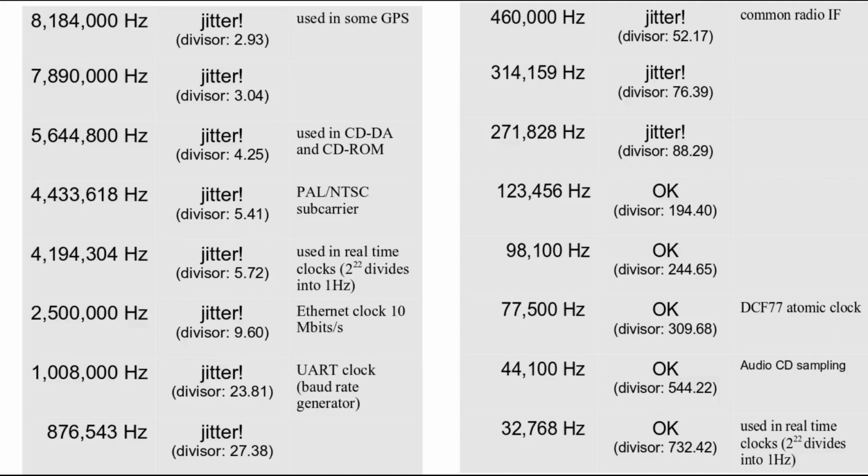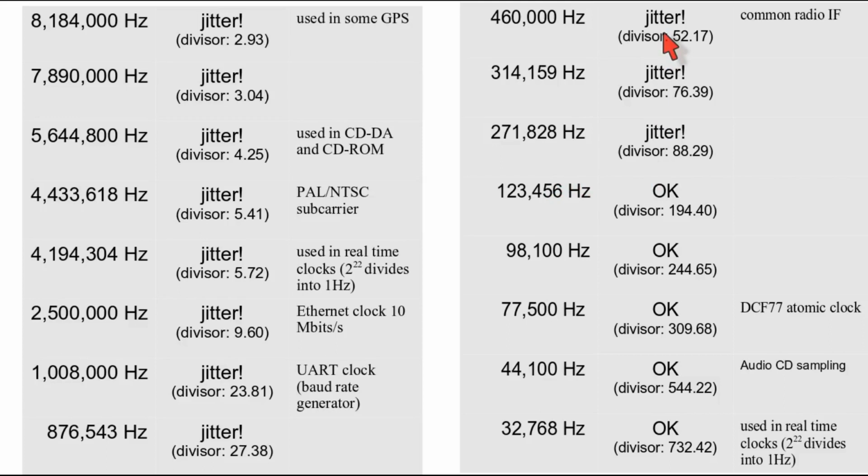What all these frequencies have in common is that they are not on the list of safe frequencies because they need a divisor that isn't a whole number. You can see the divisors rounded to 2 decimals here. It is obvious that any frequency above 120 kHz or so that is not on the safe frequency list will be affected by noticeable jitter, which gets worse the higher the frequency.